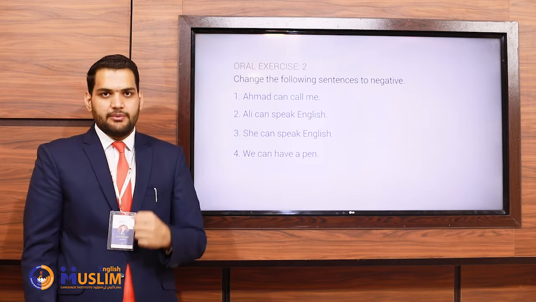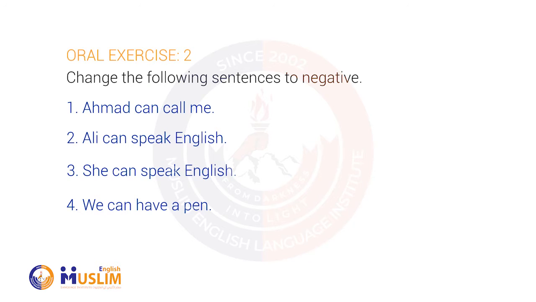Alright, let's talk about the answers. Number two, Ali can speak English. Ali cannot or can't speak English. Number three, she can speak English. She cannot or can't speak English. Number four, we can have a pen. We cannot or can't have a pen.